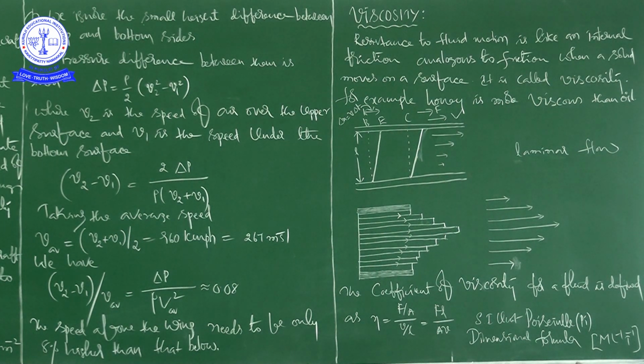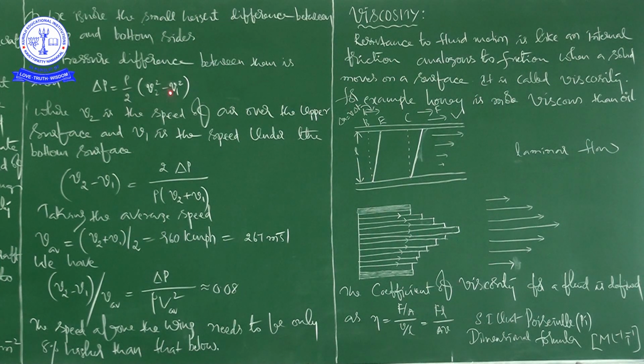In this problem, as simple as such, he is asking to estimate the pressure difference between the lower and upper surfaces of the wings. That is what we got, 6.5 × 10^3 newton per meter square. After that, he is asking to estimate the fractional increase in the speed of the air on the upper surface of the wing relative to the lower surface. That is what we calculated. It is 8% higher than that below. The speed above the wing needs to be only 8% higher than that below, by using these three steps.